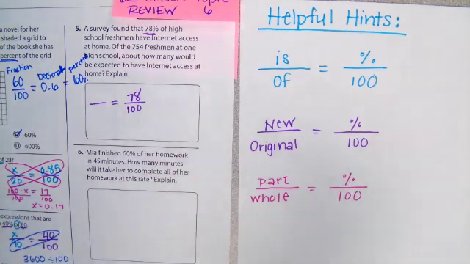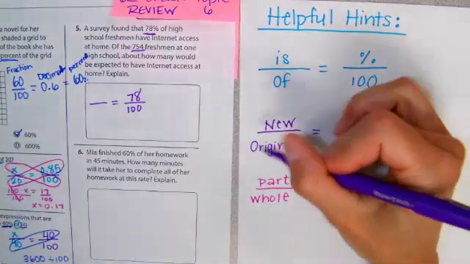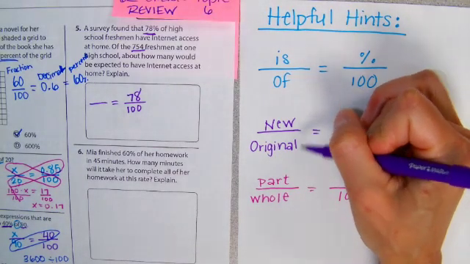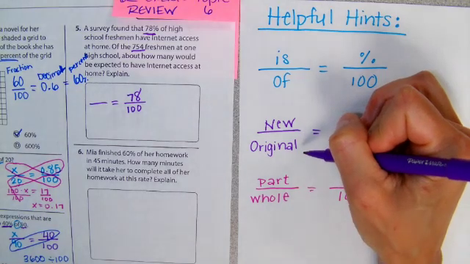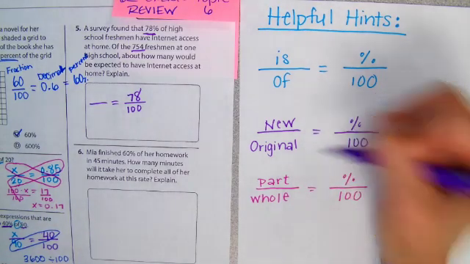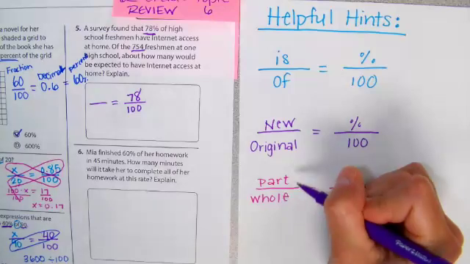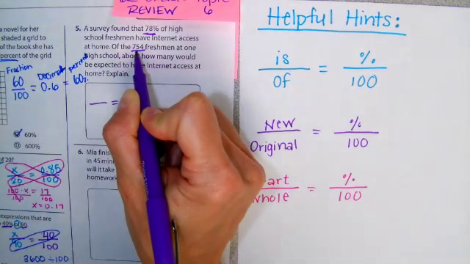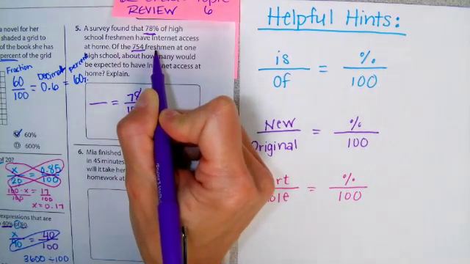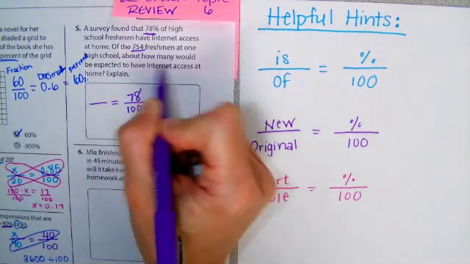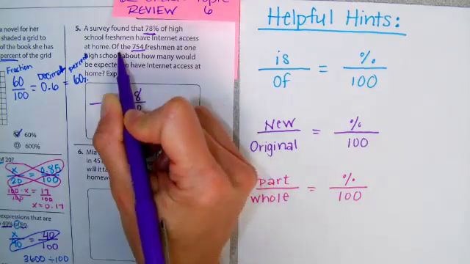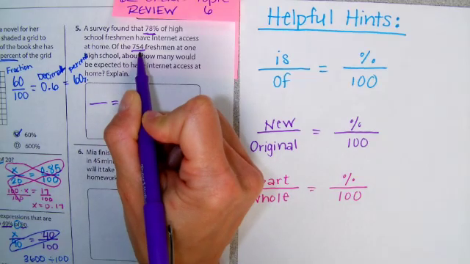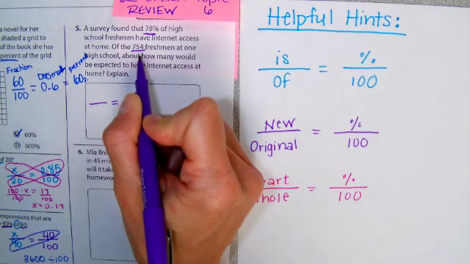We can see the other number, 754 freshmen. Is this a story problem that has a new amount and an original amount, like our snowboard problem? No, so we have to use part and whole. Of the 754 freshmen, how many would be expected to have internet access? So is this the part of the freshmen, or is this the whole freshman crew?